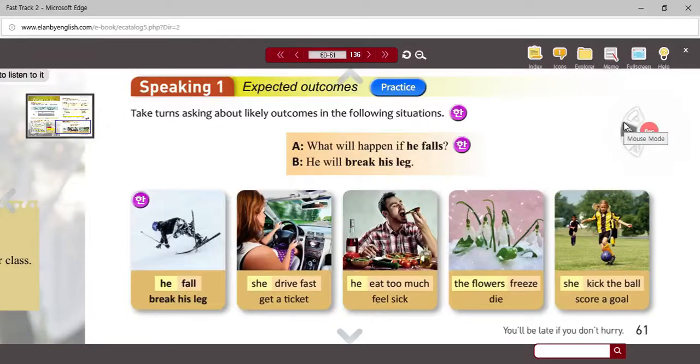All right, welcome to Lecture 2 of Unit 8 of English 2. As I said in the previous lecture, we're going to be doing a lot of speaking in this lecture. Let's start with speaking task 1 on page 61. You can do this with a partner or by yourself.